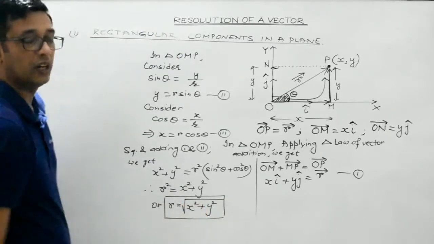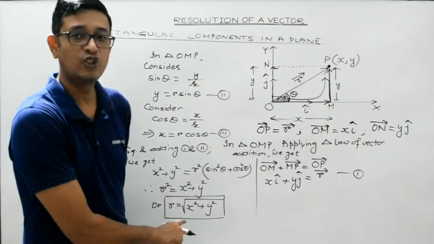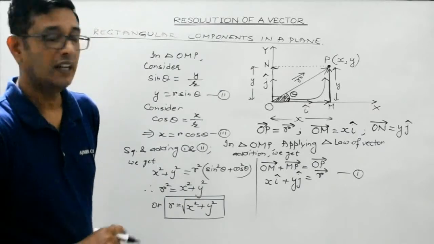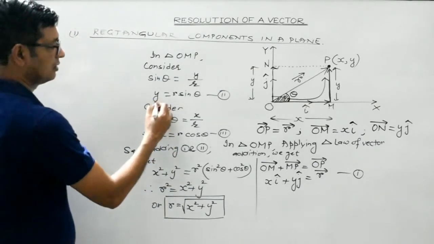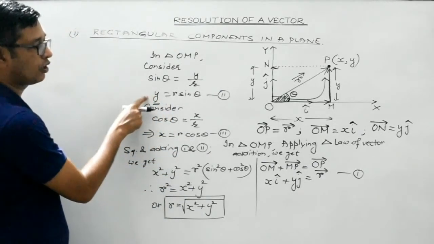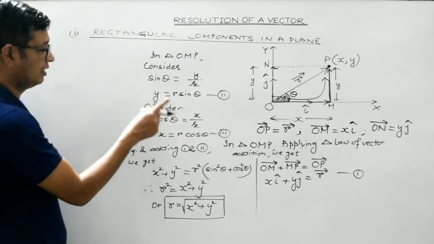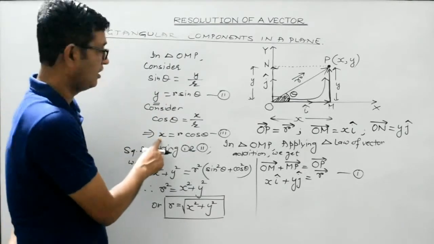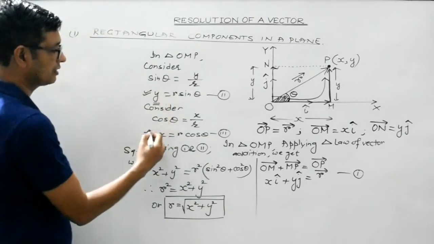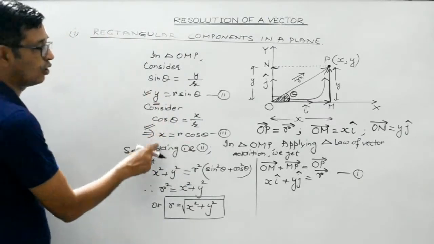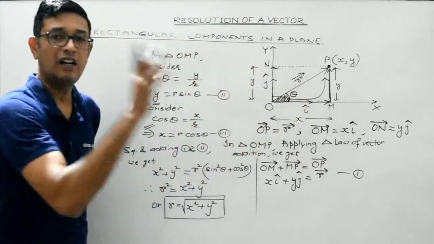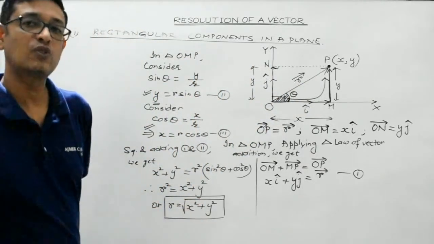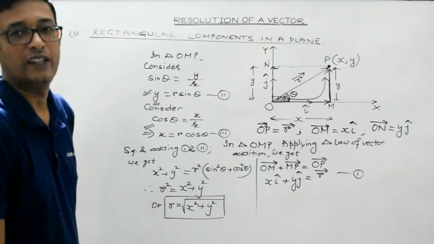So if x and y are given, then the magnitude of the resultant is given by square root of x square plus y square. And students, remember, y is known as the component of r vector along y direction. X is the component of r vector along x direction. So x and y are the rectangular components of the given vector r vector. Clear? Whose magnitude in terms of x and y would be square root of x square plus y square.